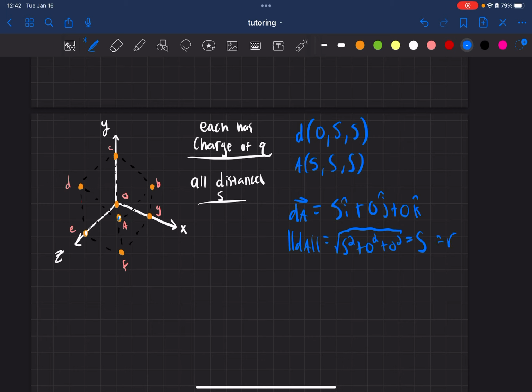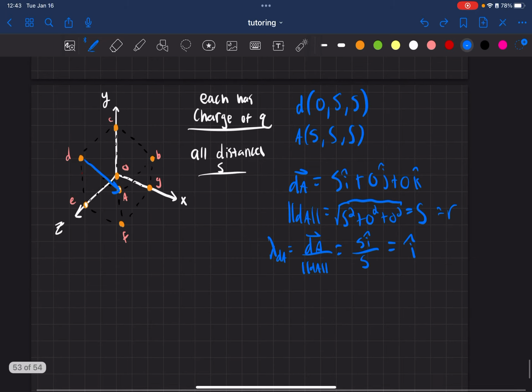But then one more thing we need is our direction. For our direction, we're going to find a unit vector for dA, which is the vector over the magnitude, so S i hat over S. We don't need to write the zeros again, which is just going to be i hat. That makes a lot of sense because this vector is only acting parallel to the x-axis, so our answer is only i hat. Now we just need to put it all together.